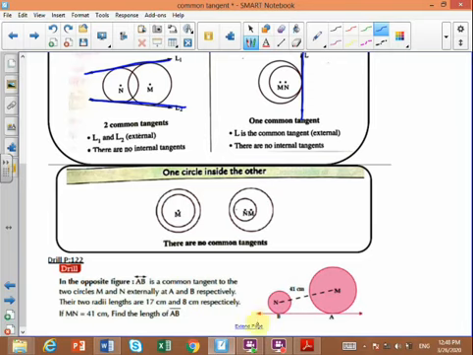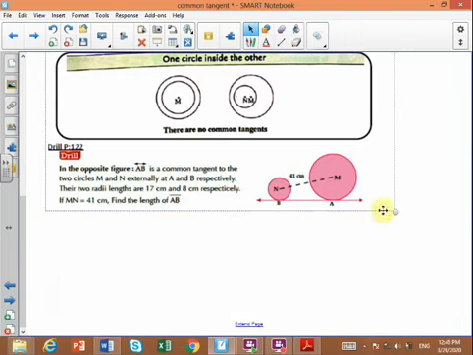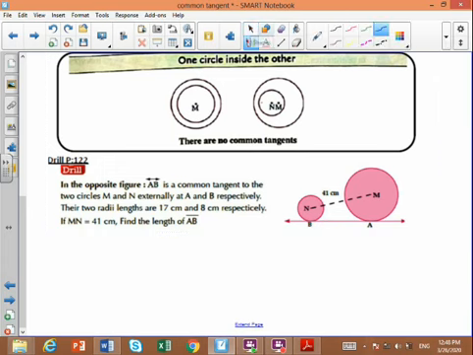The last drill I have today, in the opposite figure, AB is a common tangent to the circles M and N. As you see, MN, the line of centers equal 41, the radius of the bigger one, or the circle M, equals 17, and circle N equals 8. Find the length of AB. Of course, I couldn't find it while it is without anything here.